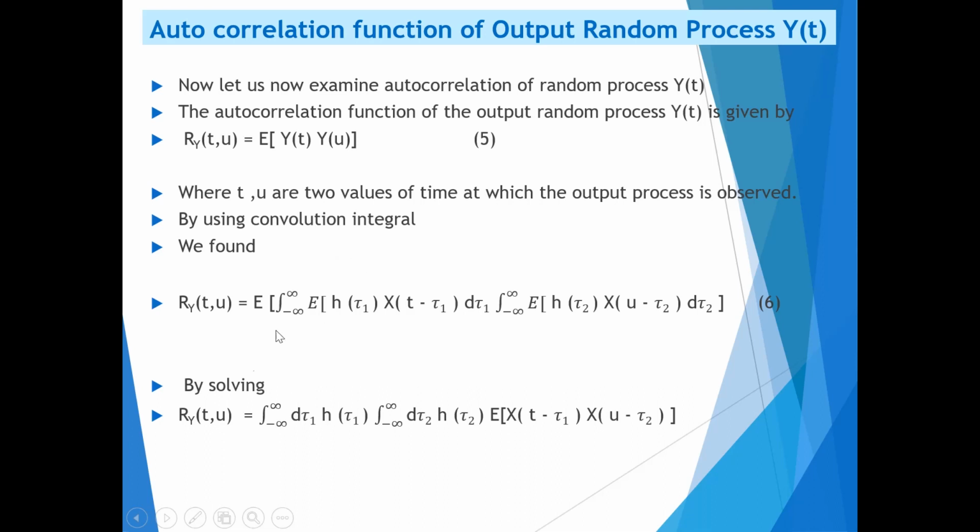By using the convolution integral, we find R_y(t, u) is equal to the expected value of the integration from minus infinity to infinity of h(tau1) x(t minus tau1) d tau1, and similarly the second term, h(tau2) x(u minus tau2) d tau2. Now, by solving this, we can find R_y(t, u), that is, the integration from minus infinity to infinity d tau1 h(tau1), the integration from minus infinity to infinity d tau2 h(tau2), then the expected value of these two.